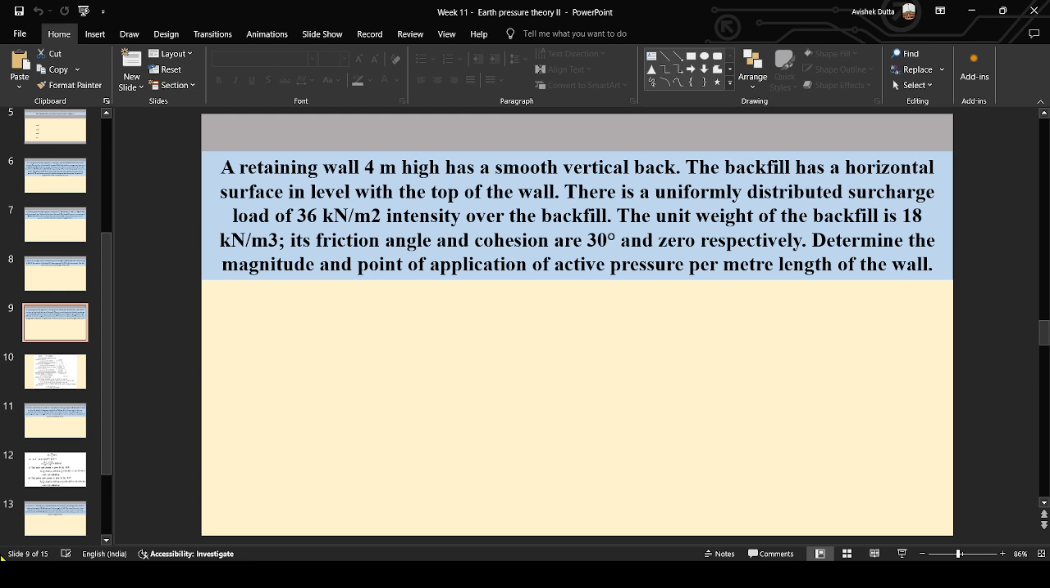There is a uniformly distributed surcharge load of 36 kN per meter square intensity over the backfill. The unit weight of the backfill is 18 kN per meter cube. Its friction angle and cohesion are 30° and 0 respectively. Determine the magnitude and point of application of active pressure per meter length of the wall.